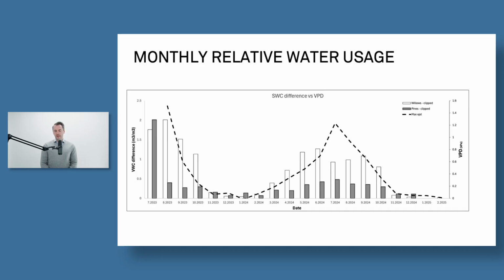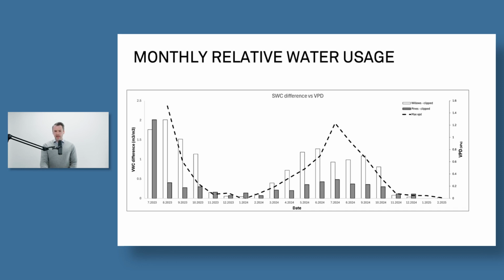What's really interesting about this graph to me, though, is what happens in July and August for the willows. This is the peak of evaporative demand. And if we are just looking at these atmospheric drivers, it's hard to say exactly why they're shutting down and why they go down to that level.